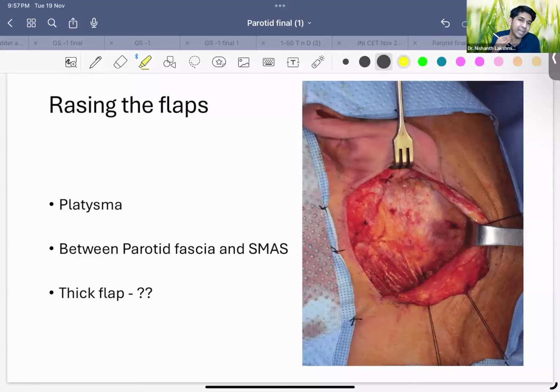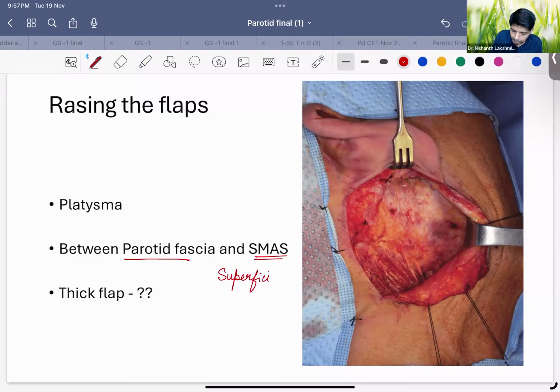The best way is to identify the platysma in the neck and then go on lifting it upwards. The plane should be between the parotid fascia and what we call the SMAS, that is the superficial musculoaponeurotic system. I forgot what the S is. I think it is system, but I will cross check and let you know.